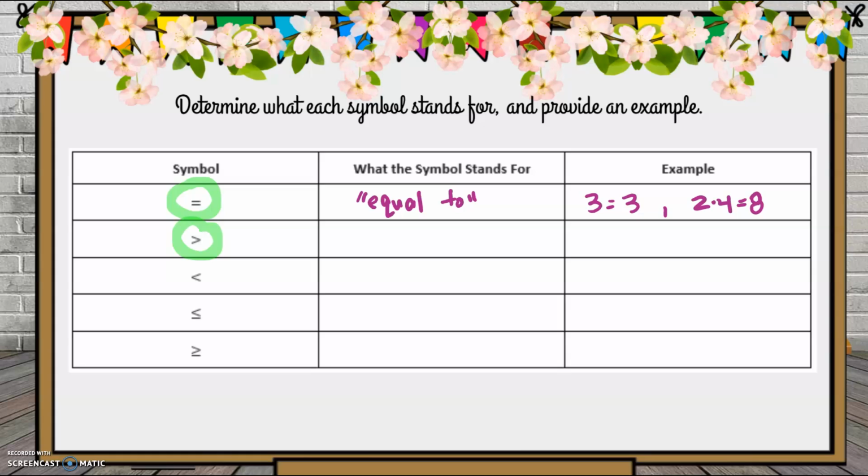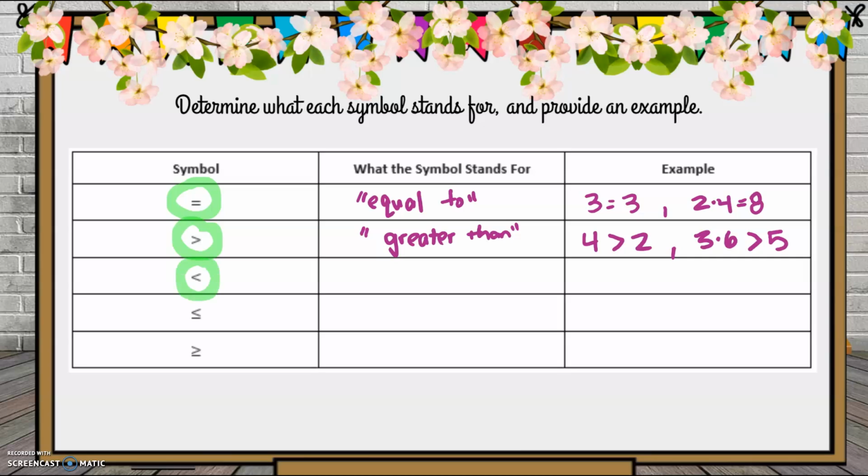The next symbol we have is actually the greater than symbol. So whatever is to the right is greater than whatever is to the left. And so I'm going to go ahead and just write, that symbol literally says greater than. So we can say that 4 is greater than 2. Another example could be like, let's say 3 times 6 is greater than 5. Because 3 times 6 is 18. 18 is greater than 5. And those two statements are absolutely true.